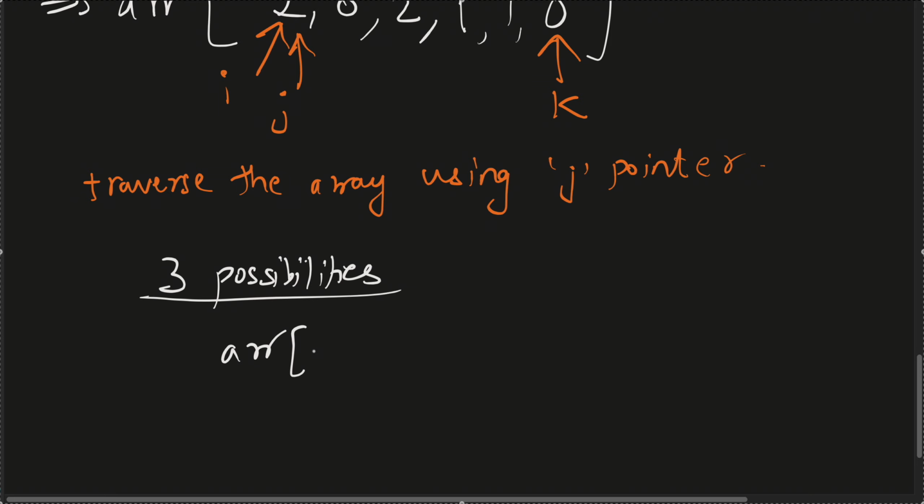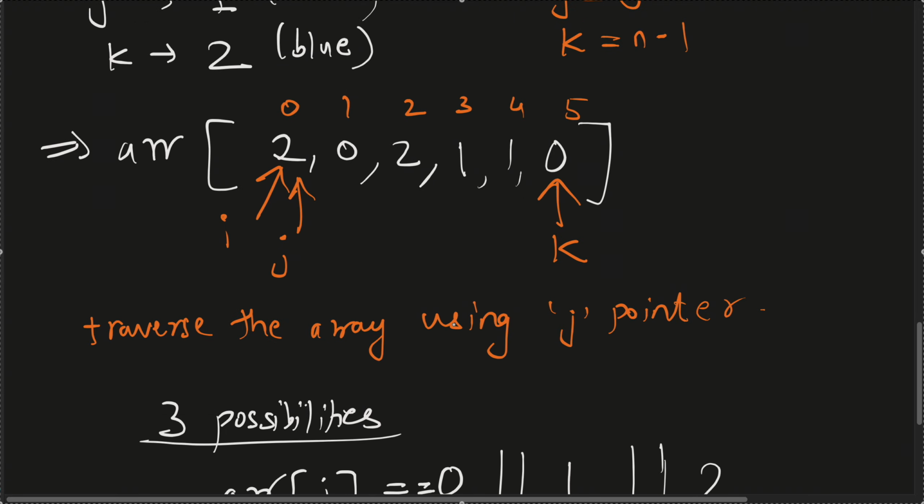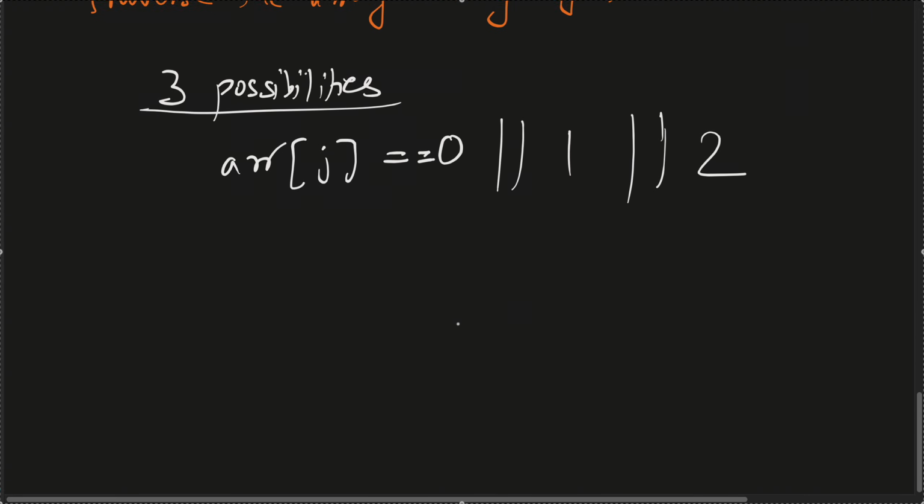Either array of j is 0 or 1 or 2, right? So when array of j is 0, what will we do? When array of j is 1, what will we do? When array of j is 2, then what will we do? What action will we take? That is what this Dutch national flag algorithm says. So let's talk about that, right?